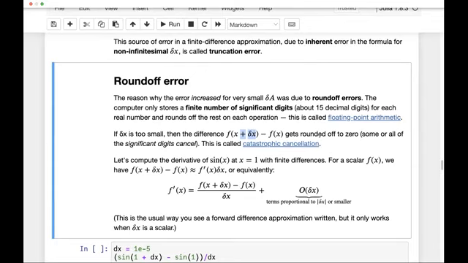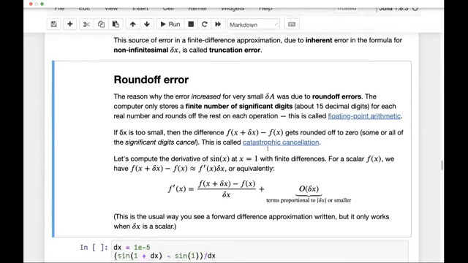So in general, this is called catastrophic cancellation. When you take two nearly equal numbers, each of which has finite accuracy, and you subtract them, most of the significant digits cancel. You're left with only a few significant digits, or maybe even none. If they're small enough, this difference might just be 0.